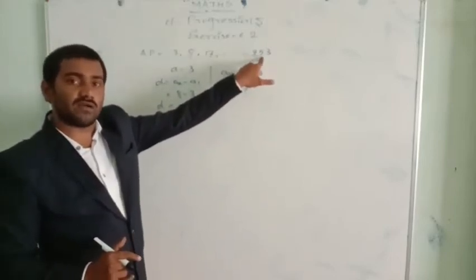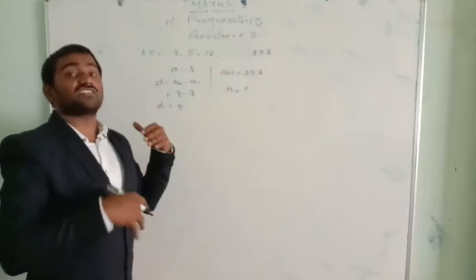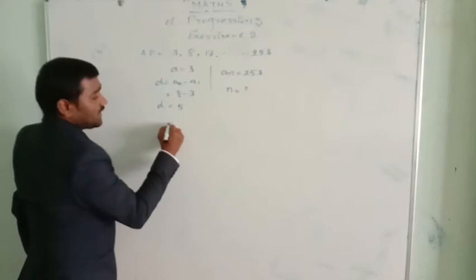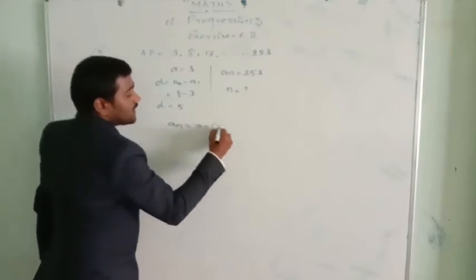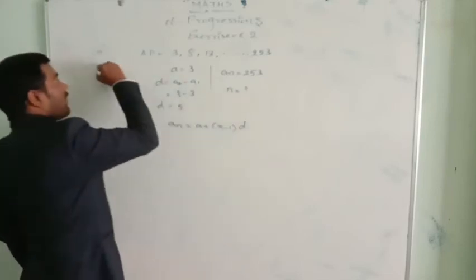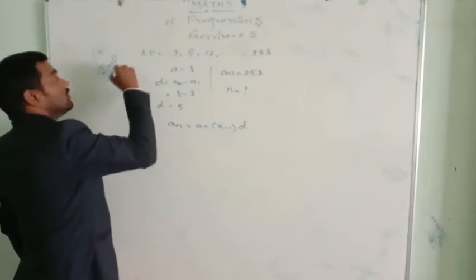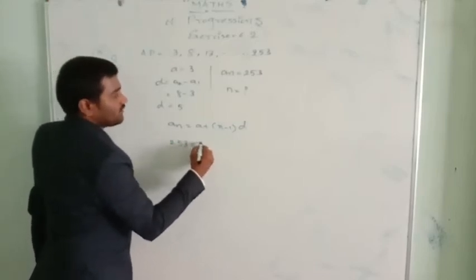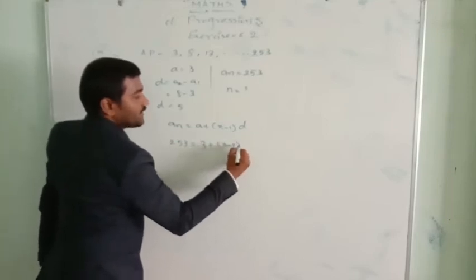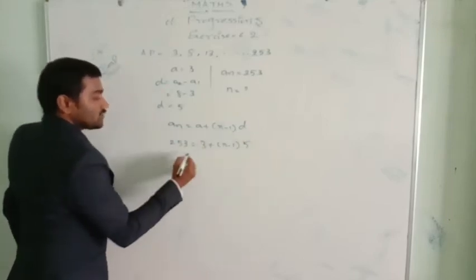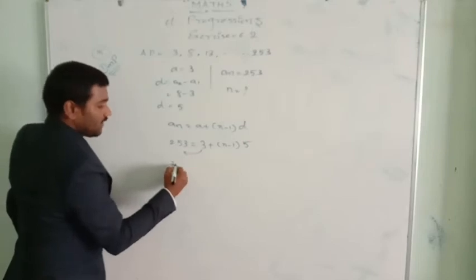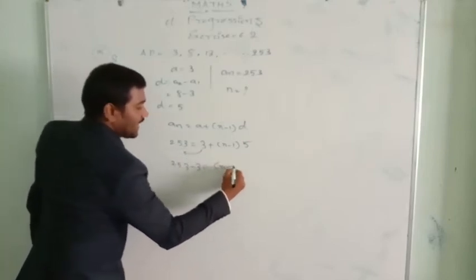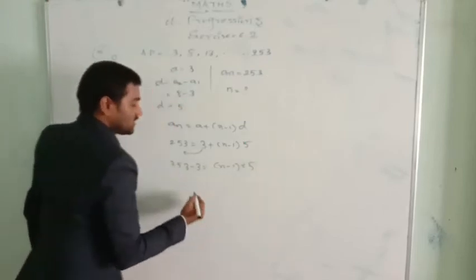If you know which number of term it is, from the end we can find out what the 20th term is. Now let us see: a_n equals a plus (n minus 1) into d. Very important, this is where you make the mistake. 253 equals a, whose value is 3, plus (n minus 1) into d, whose value is 5. So 253 minus 3, because this plus 3 becomes minus when you transfer it to the LHS, and the remaining terms you write as they are.